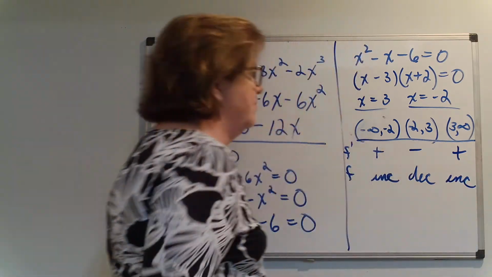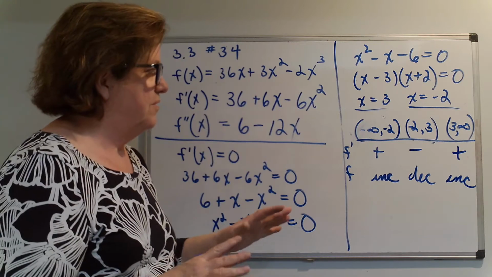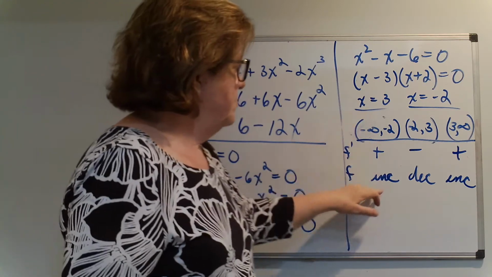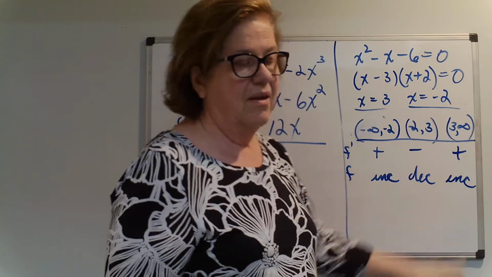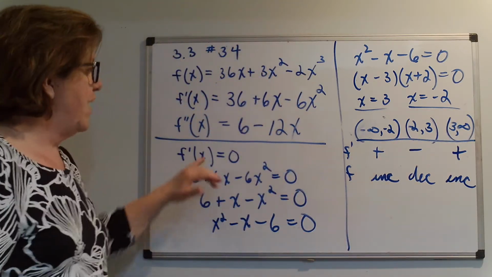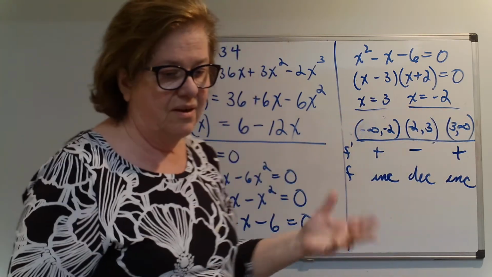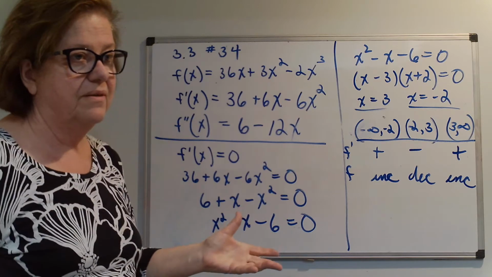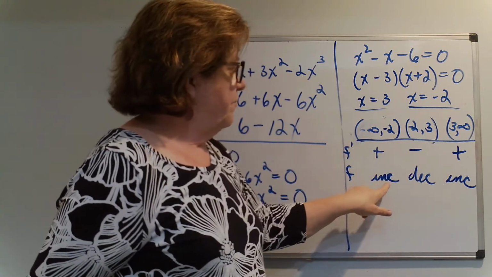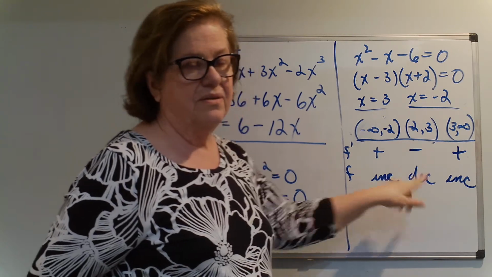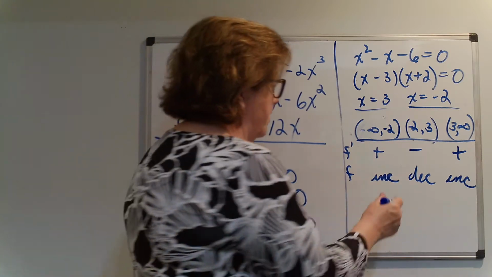So the function's increasing. So I got 2 bits of information. Here's the interval where the function's increasing, here's where it's decreasing, here's where it's increasing. From the value of the second derivative at these 2 x values, I can tell whether it's a local max or local min. But I can also tell from this. If I go from increasing to decreasing, then that's got to be a local max.